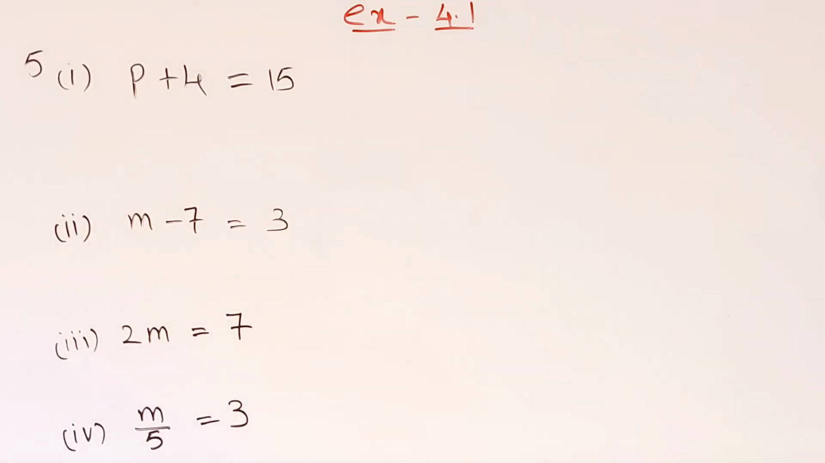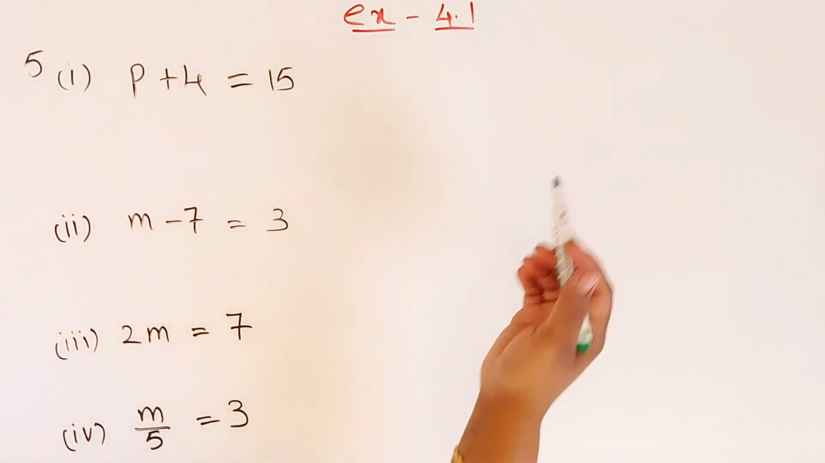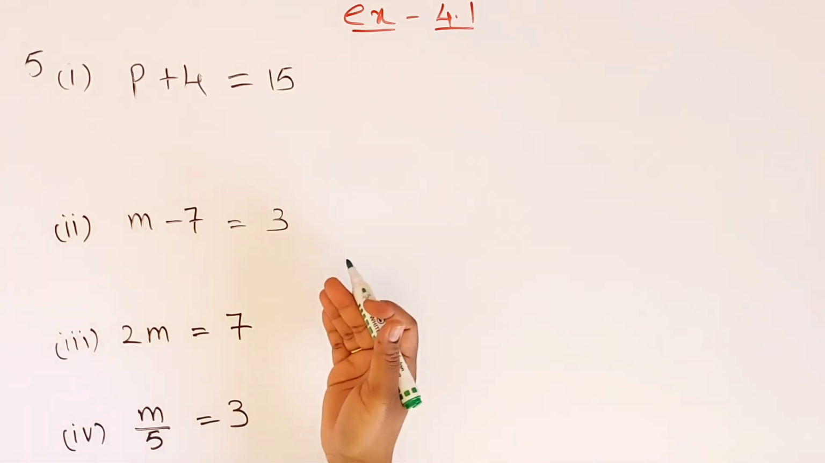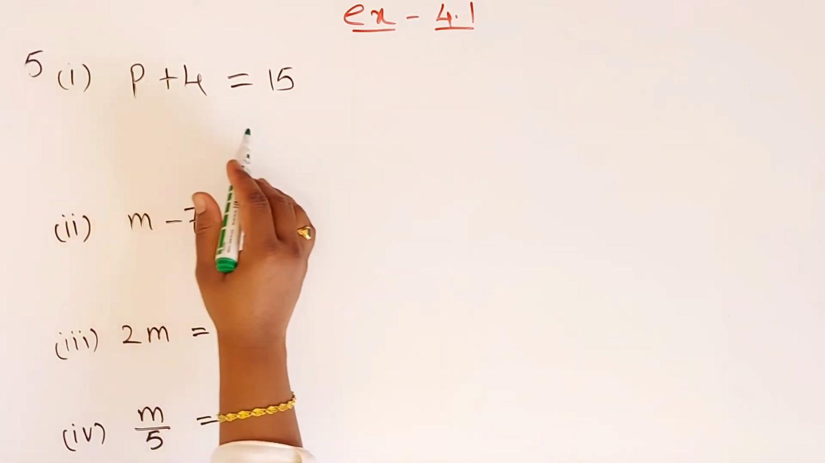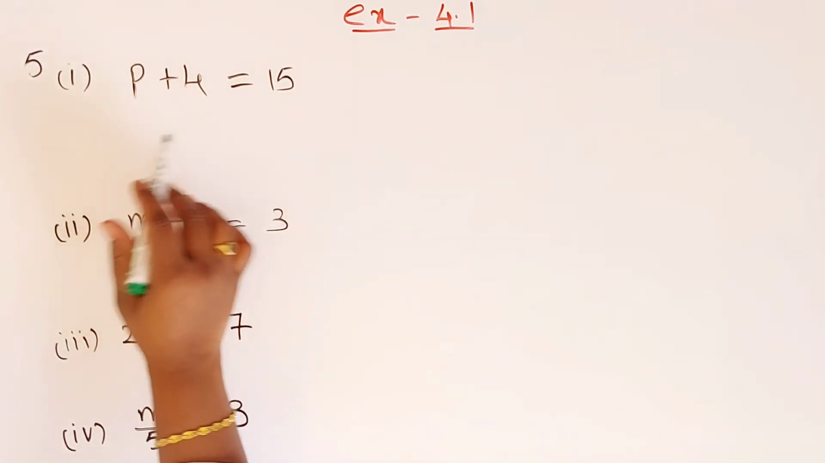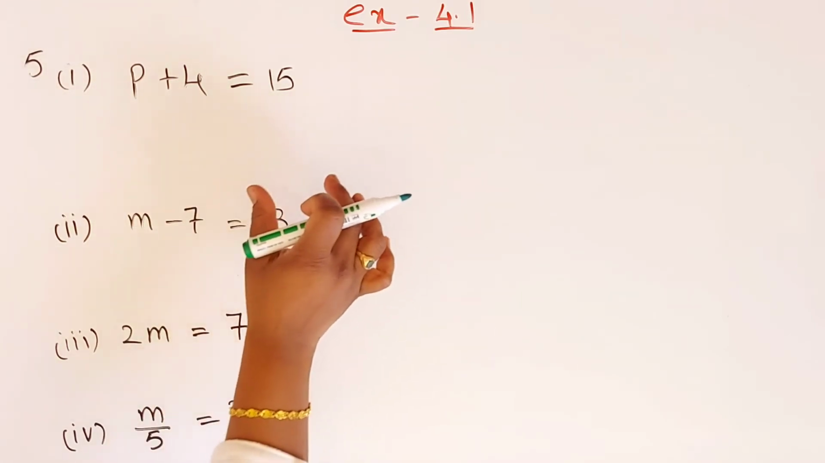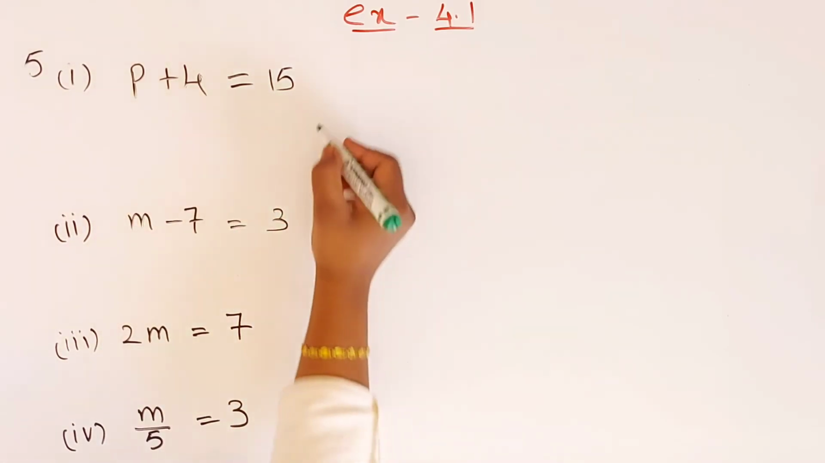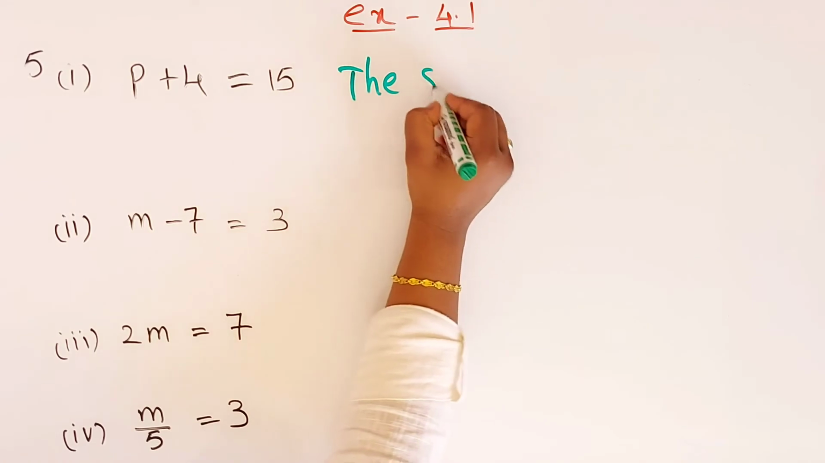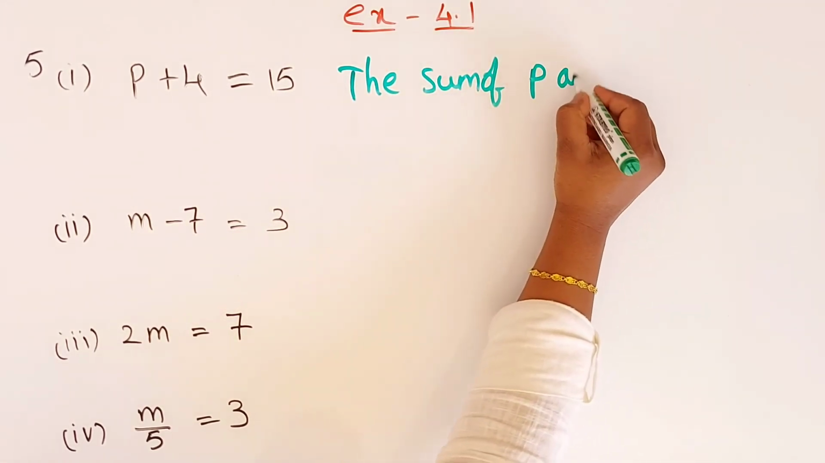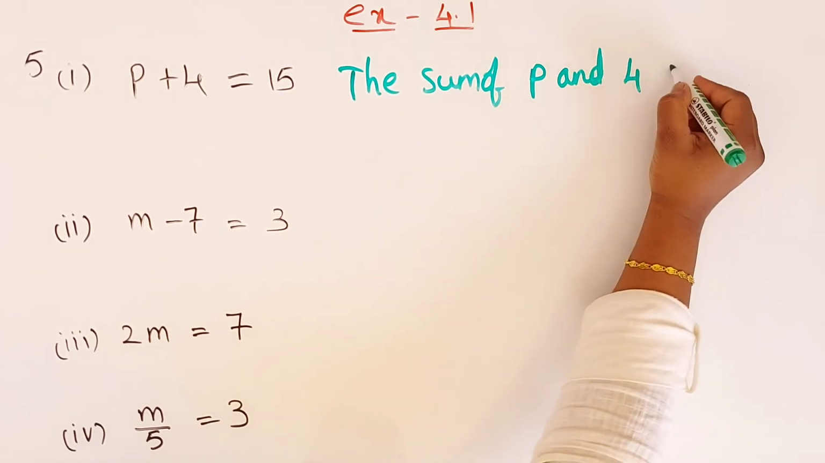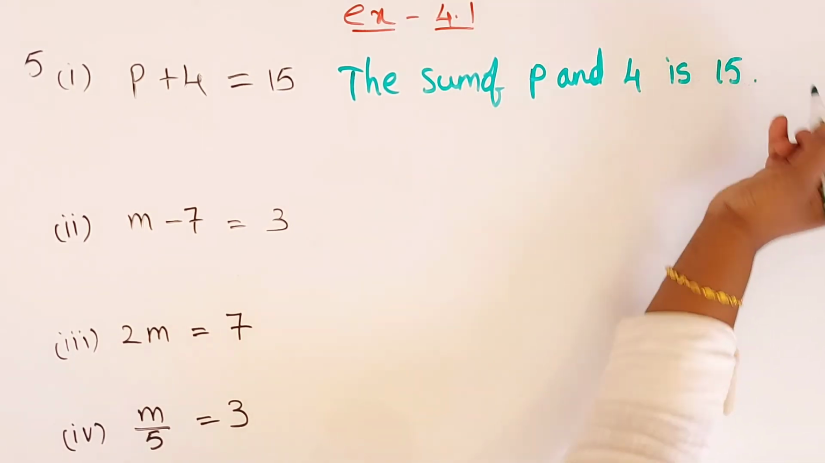Fifth question, children. Write the following equations in statement forms. Now they have given the equation. We have to write the statement. See first one. P plus 4 equal to 15. Here P and 4 addition gives you 15. So we can write the sum of P and 4 is 15.